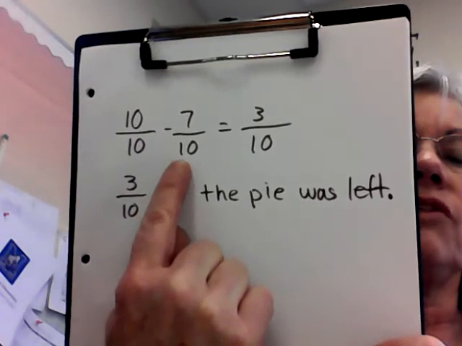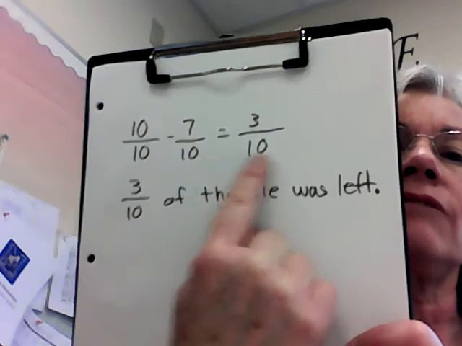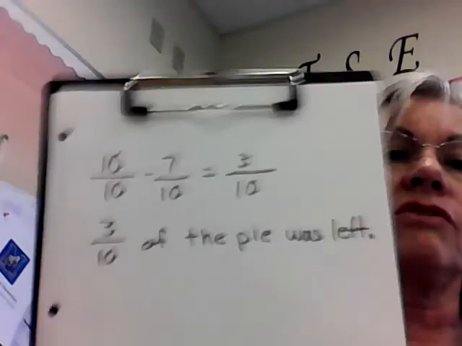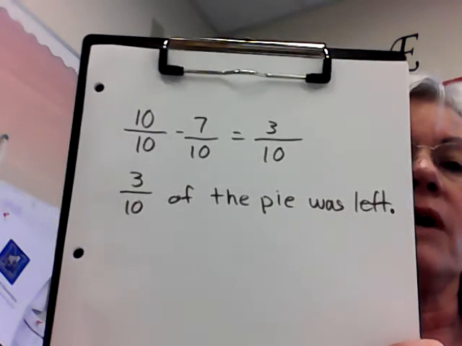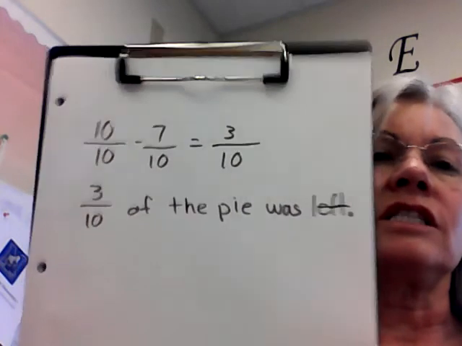We started with a whole pie, which is 10/10. Taking away the 7/10 that were eaten, leaves us with 3/10 of the pie. And that answers the question that was posed at the very beginning. Adding and subtracting with fractions is something that's new for many of us, but it's not complicated as long as you remember rule number 0 and rule number 1 about fractions.